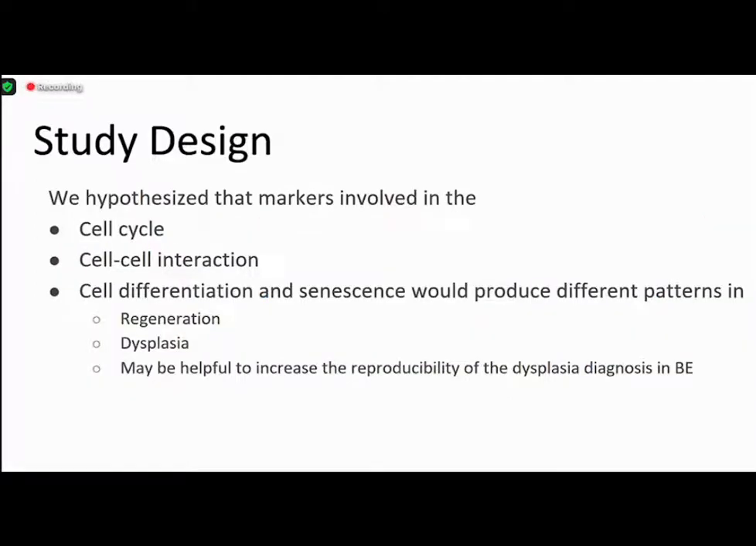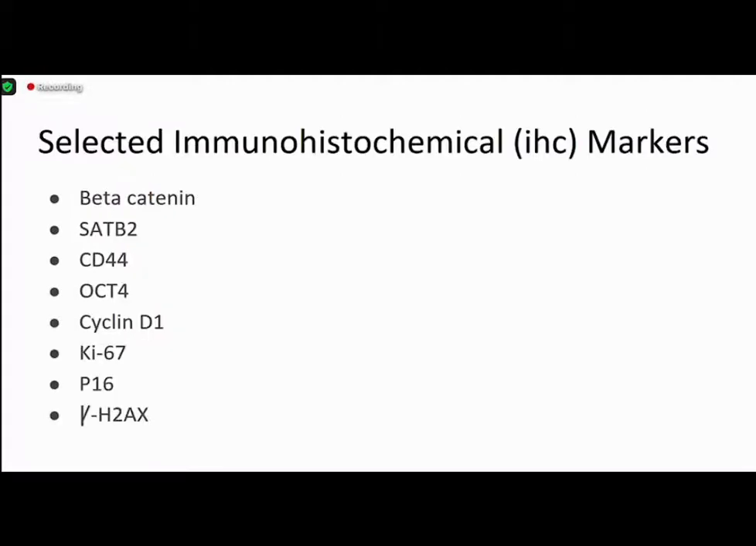It has been implied previously that markers involved in cell cycle, cell-to-cell interaction, differentiation and senescence change in the earlier events in Barrett's esophagus. So we hypothesize that perhaps these markers would help us by producing different patterns of staining in these two categories, regeneration and dysplasia, and help us increase the reproducibility of dysplasia diagnosis in Barrett's esophagus.